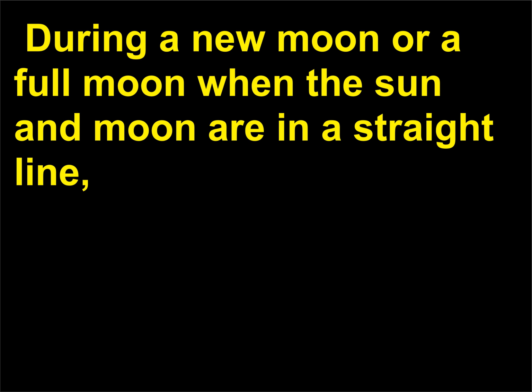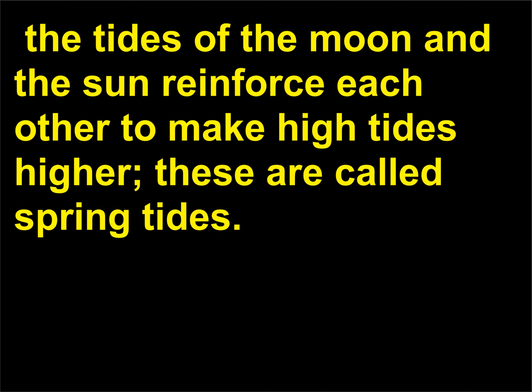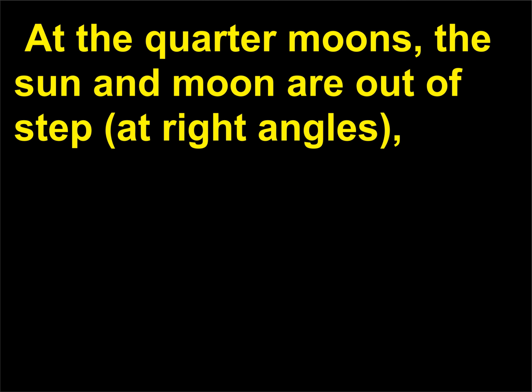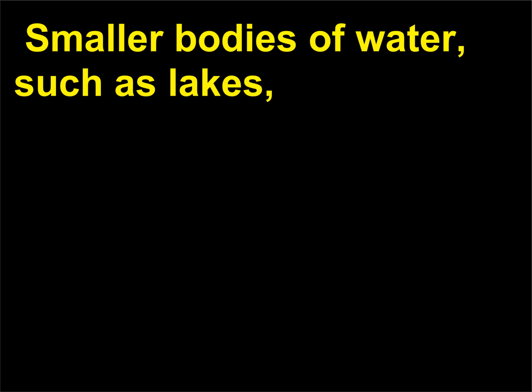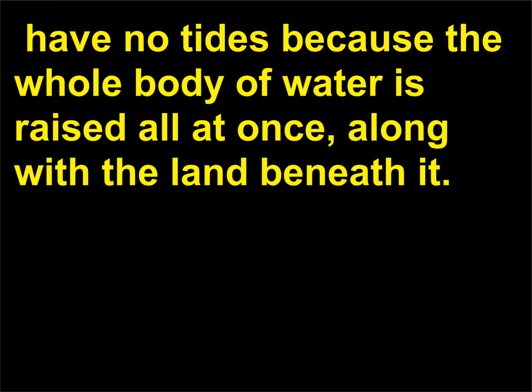During a new moon or a full moon, when the Sun and Moon are in a straight line, the tides of the Moon and the Sun reinforce each other to make high tides higher. These are called spring tides. At the quarter moons, the Sun and Moon are out of step, at right angles. The tides are less extreme than usual. These are called neap tides. Smaller bodies of water, such as lakes, have no tides because the whole body of water is raised all at once, along with the land beneath it.